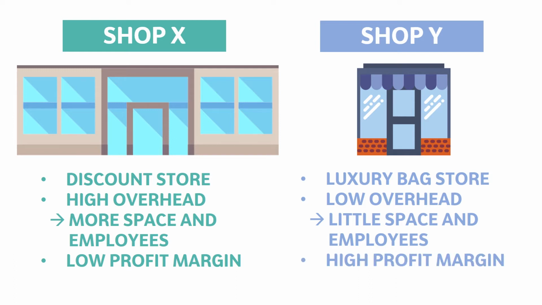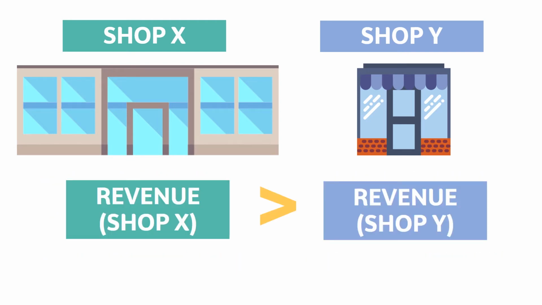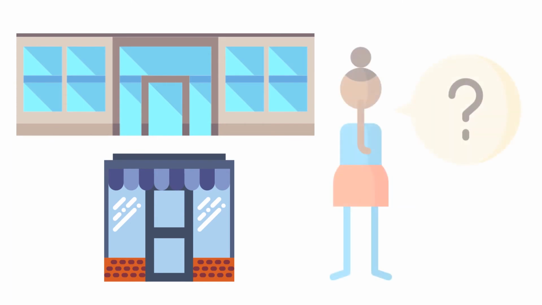Even though Shop X has a lower profit margin than Shop Y, Shop X has a much higher revenue compared to Shop Y because much more sales are made in Shop X than in Shop Y. As such, we can see that it is meaningless to compare profit margin between companies in different industries because they have different business models and revenue streams.